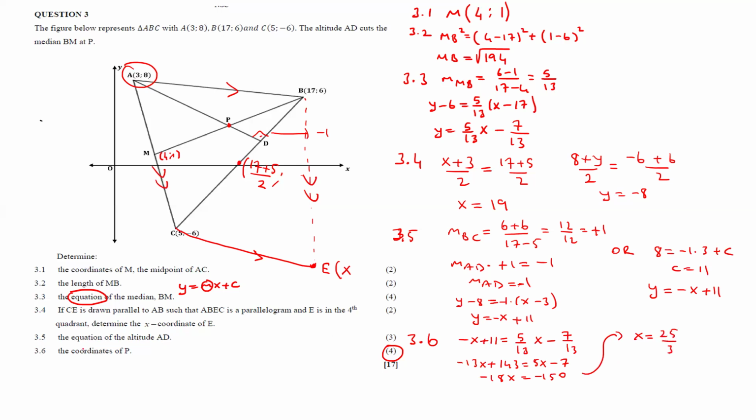Since it says coordinates, that means you need to find out x and y. So in order to get y, you substitute 25 over 3 for x in one of the equations. If you solve this, y will be equal to 8 over 3.